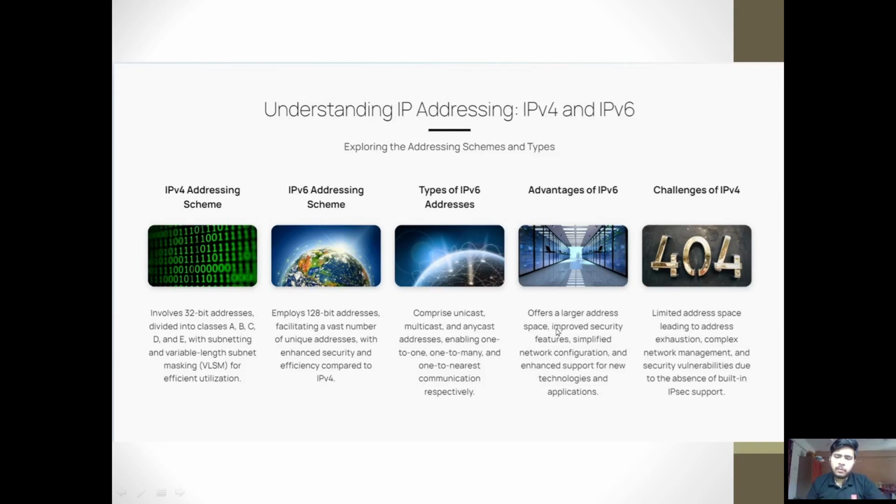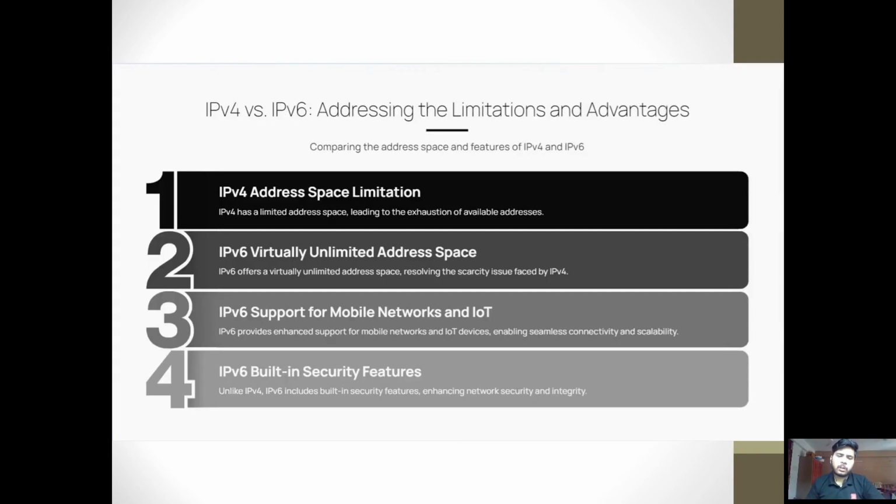IPv6 basically offers many features like security, large address space, simplified network configuration, and support for different technologies like IoT and other fields. While IPv4 is complex and has the exhaustion problem, and also security vulnerabilities due to the absence of security features. So these are the IPv4 limitations and IPv6 advantages. IPv6 supports mobile networks, IoT, and also has many features.